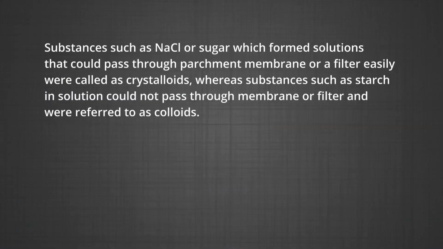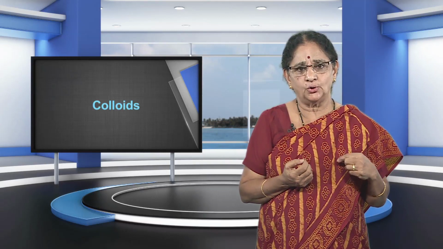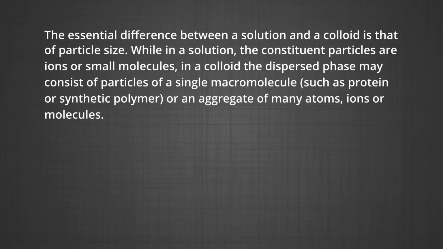Substances such as sodium chloride or sugar, which formed solutions that could pass through a parchment membrane or a filter easily, were called crystalloids, whereas substances such as starch in solution could not pass through a membrane or filter and were referred to as colloids. However, subsequently it was observed that even sodium chloride behaved as a colloid in benzene. A detailed investigation revealed that a substance behaves as a crystalloid or colloid depending upon its particle size. The essential difference between a solution and a colloid is that of particle size.